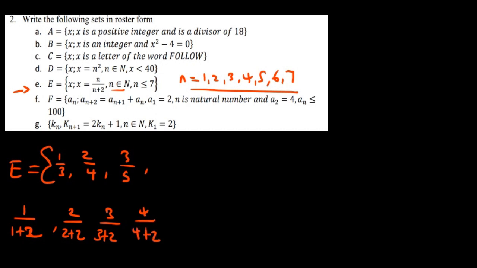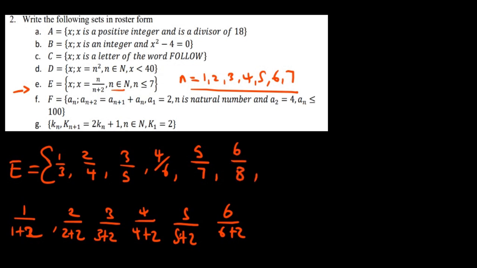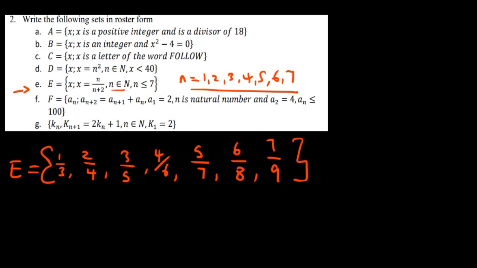And then the next one will just be 4 over 4 plus 2. That will be 4 over 6, comma. The next one will be 5 over 5 plus 2, so that will be 5 over 7, comma, and then the next one will be 6 over 6 plus 2, so that will be 6 over 8, comma. And then we have the 7 now finally, so 7 plus 2, so we are going to have 7 over 9, and then we close the set. Okay, so that will be the values that we are going to have in that set, which is set E. Okay, so we found set E.